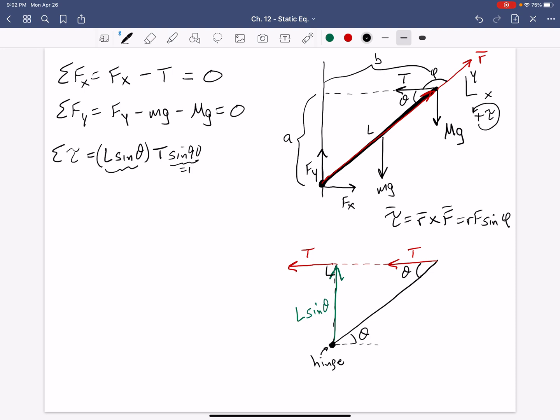So this L sine theta is the R perpendicular vector, and the tension is the force. So you can do it either of these two ways. Let's write the second torque term. So now we have torques from the two weights, mg and mg, right there. So now let's come up with the R perpendicular for this mg down here.